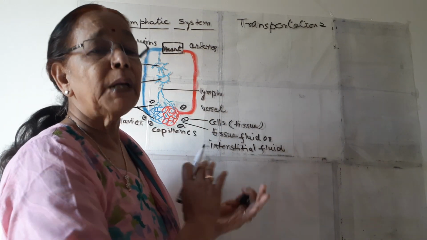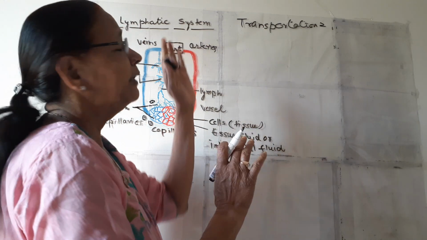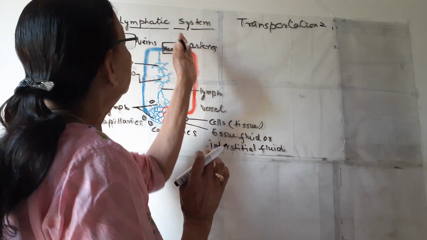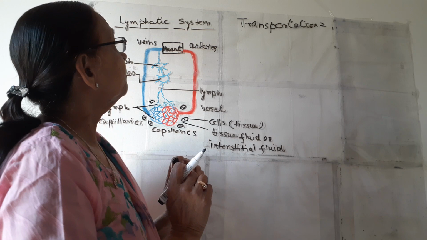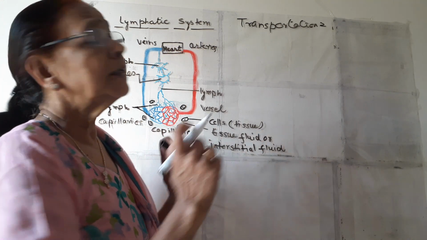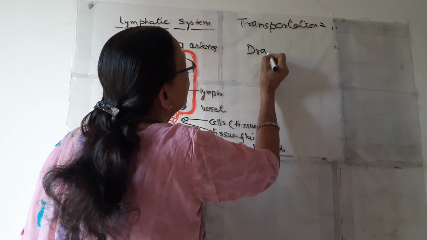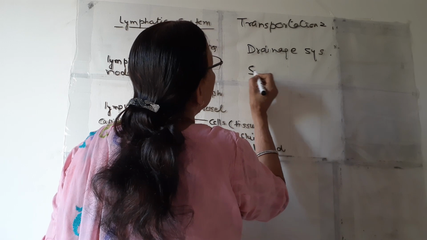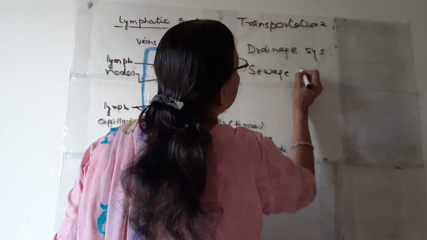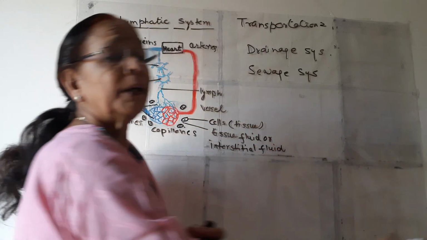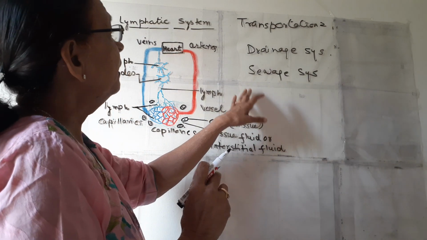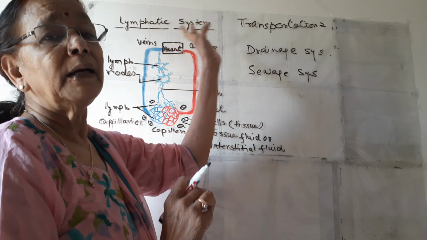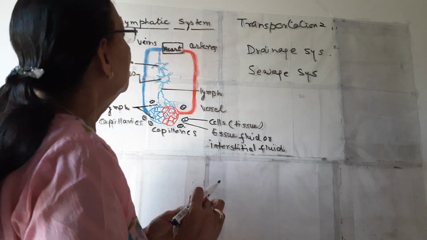In the first one, blood circulates throughout the body, and in the lymphatic system, lymph circulates throughout the body. So, the lymphatic system is like the drainage system, or like the sewage system. It cleans up our body fluid. That's why it is known as the drainage system. And in the lymph system, instead of blood, lymph circulates throughout the body.